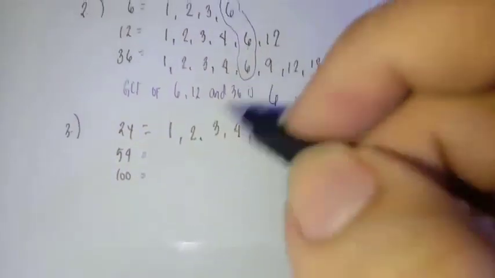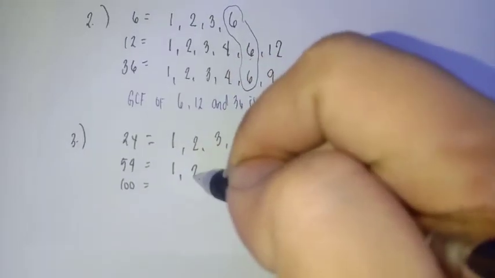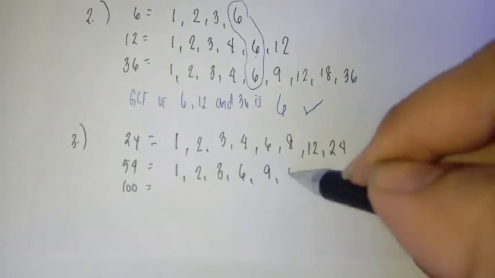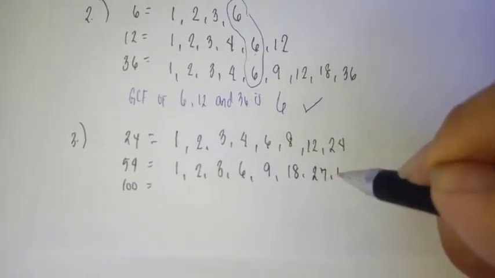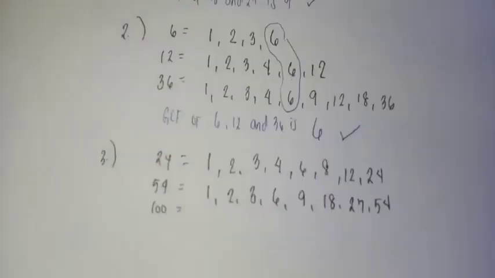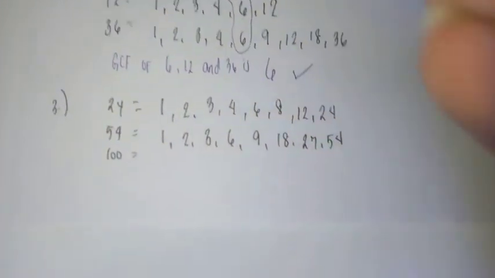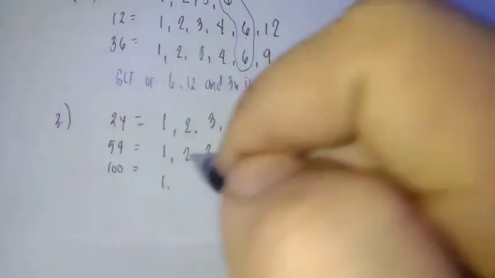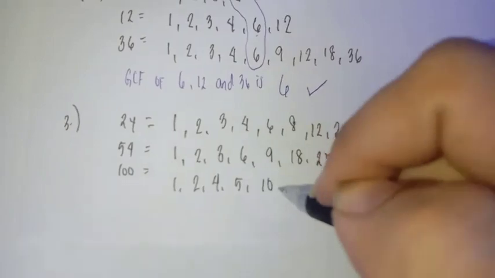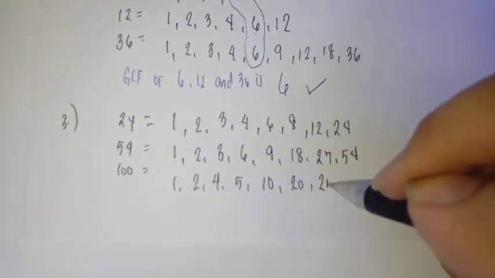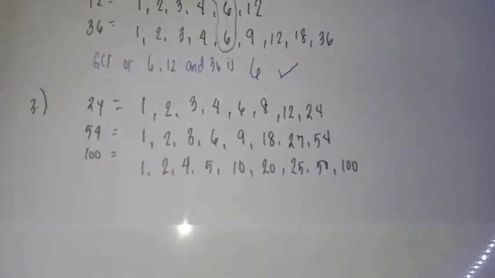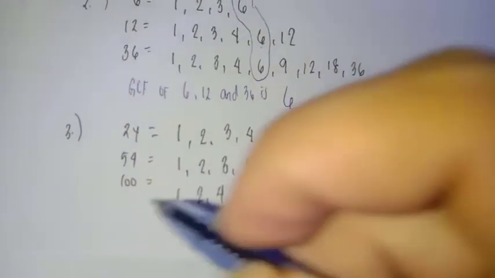Next is 54. Factors are 1, 2, 3, 6, 9, 18, 27, and 54. So these are factors of 54. How about for the factors of 100? We have 1, 2, 4, 5, 10. We have also 20, 25, 50, and 100. So these are factors of 100.